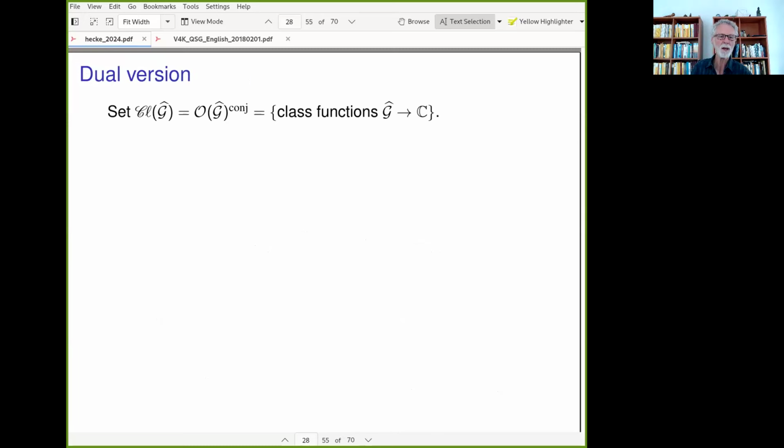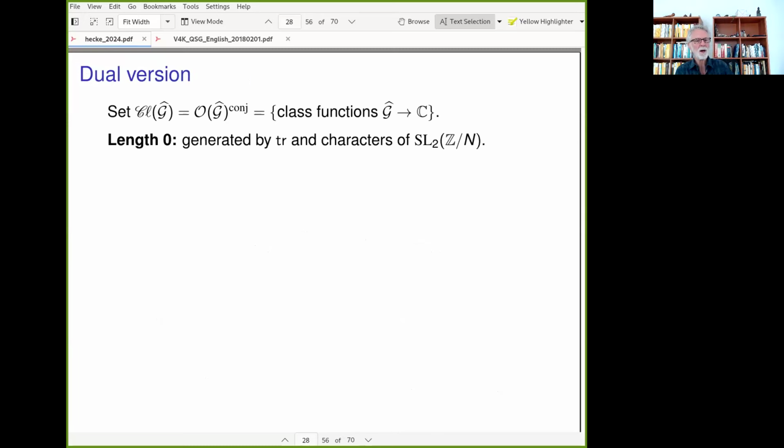So these are going to be iterated integrals whose value on an element of SL2Z depends only on its conjugacy class. And so the elements of, I'll call them length 0, as an algebra, are generated by trace. So you could take a trace of an element of SL2Z, or the characters of SL2Z mod n, evaluated on the image of an element of SL2Z. So there's nothing surprising there.